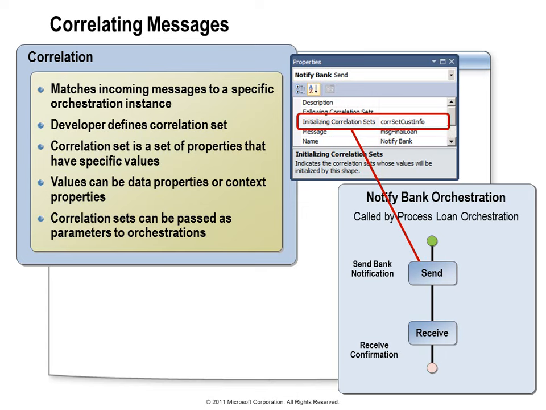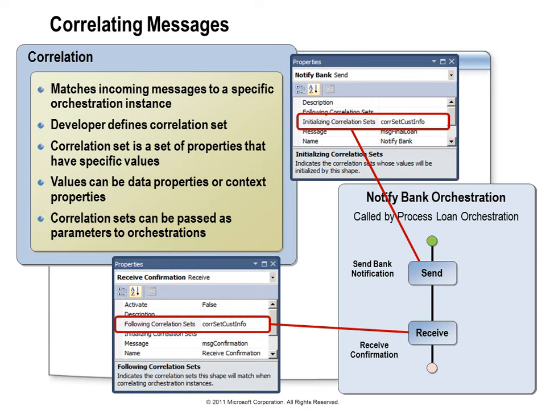Then you need to configure the receive shape to let the orchestration engine know that it is waiting on an instance subscription, and you do that by configuring it to follow the correlation set that you initialized in the send shape. And the reason this receive shape is not an activating receive shape is because the orchestration would have already been instantiated somewhere up the line. So once you have everything configured, you can rely on the orchestration runtime to execute the correlation for you.